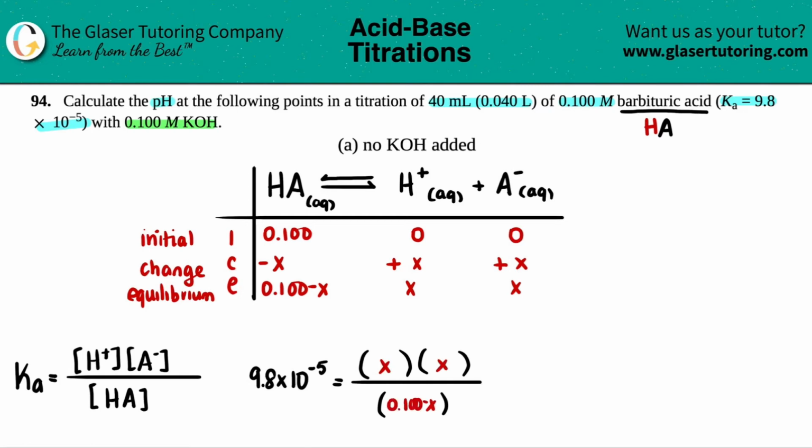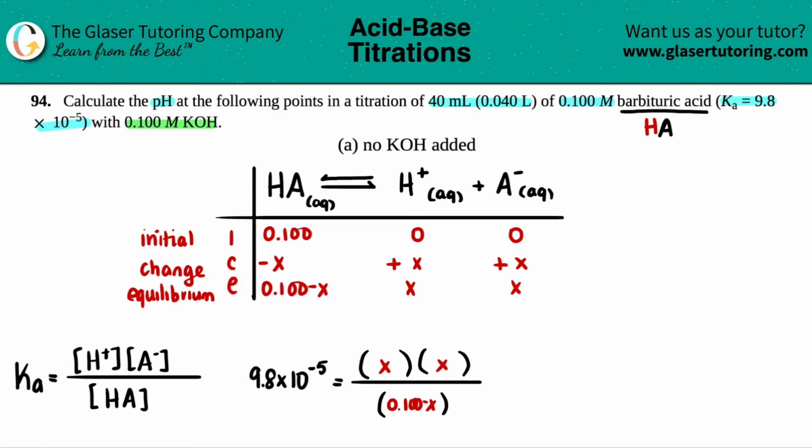0.100 minus x. However, if we do keep this minus x in there, that means we're going to have to do the quadratic equation. So we like to see if we can get by without using the quadratic equation.